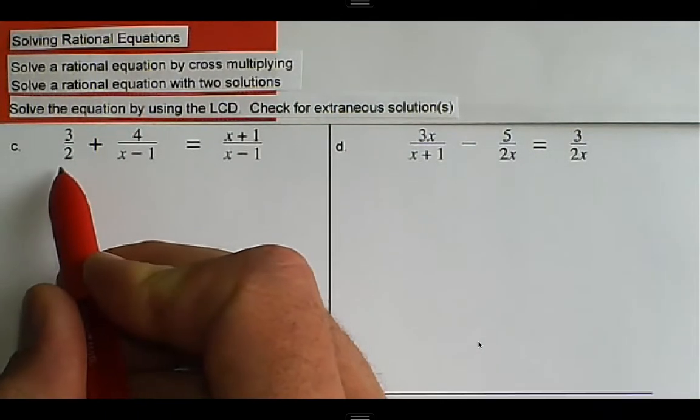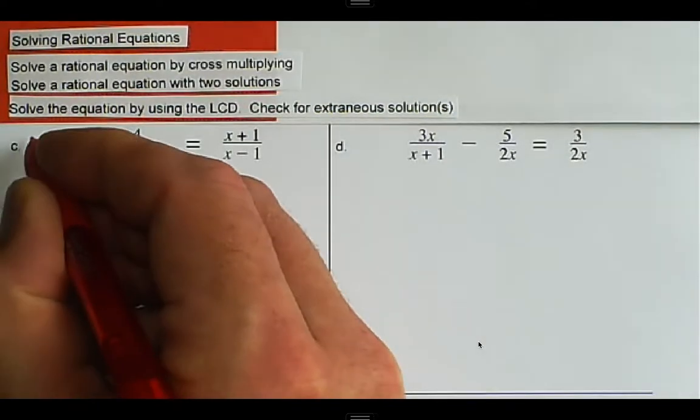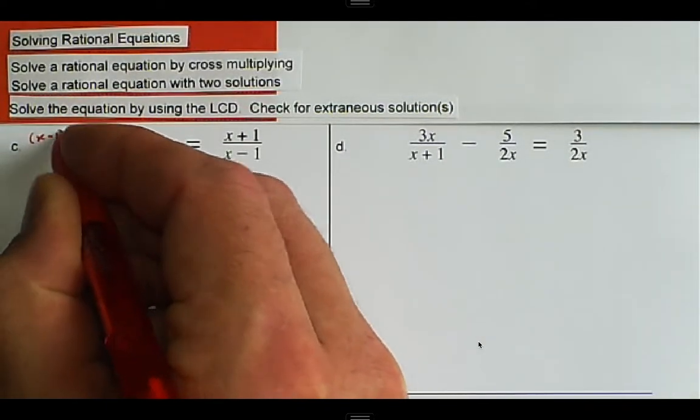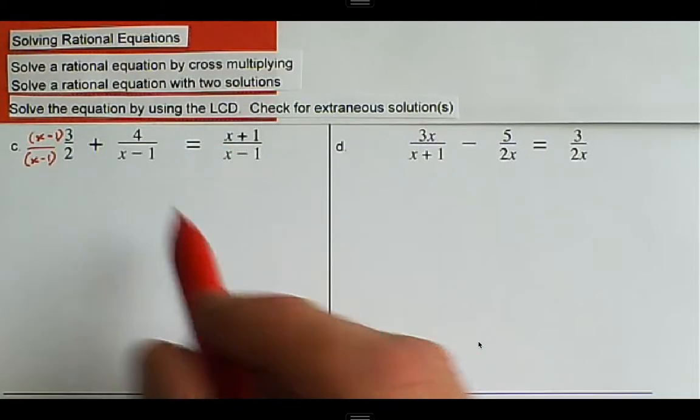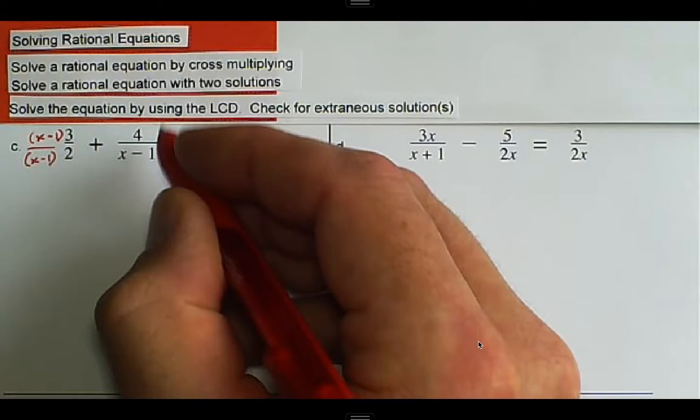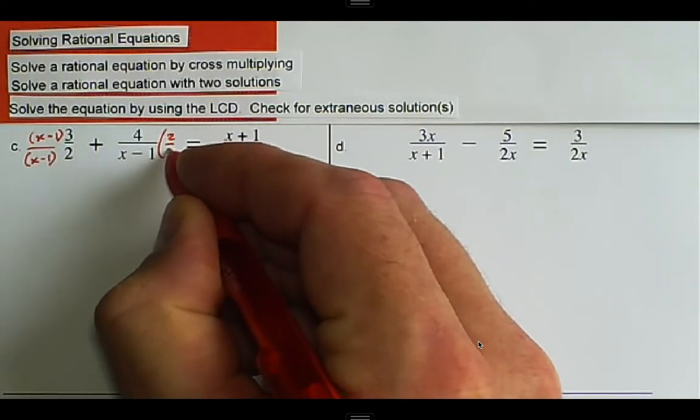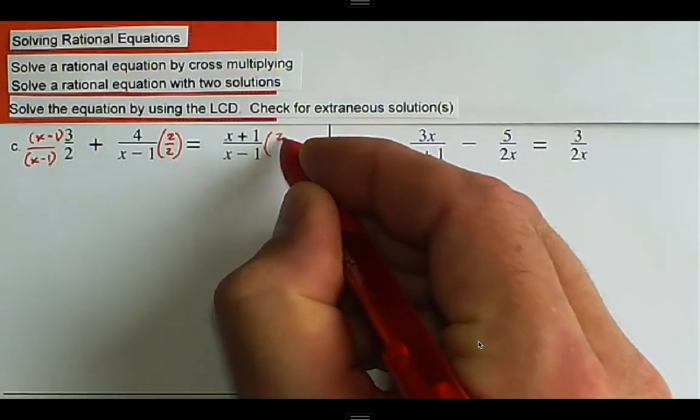So what's missing from this one? We're missing the x minus 1. So we're going to take this and multiply by x minus 1 over x minus 1. What's missing in this denominator? We're missing the 2. So we're going to multiply by 2 over 2. And same thing here, 2 over 2.